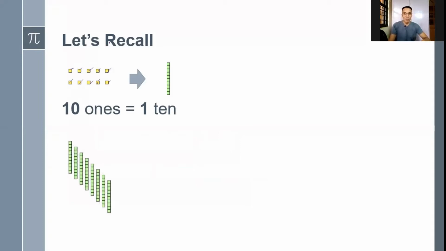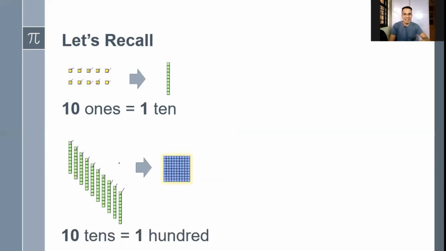What about if we have 10 tens? What is it equal to? 1, 2, 3, 4, 5, 6, 7, 8, 9, 10. There are 10 tens, and that is equal to 100. Therefore, we can say that 10 tens equals 100. Take note of that.